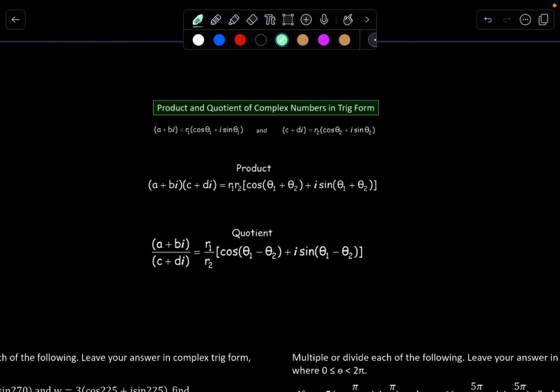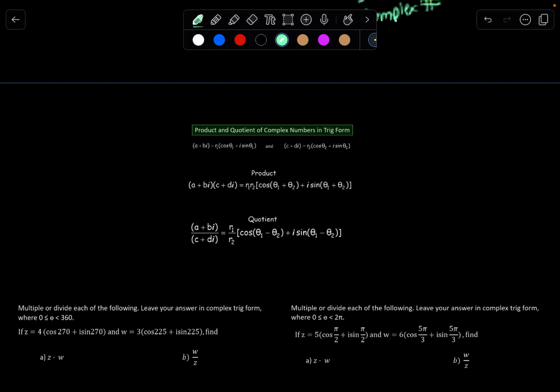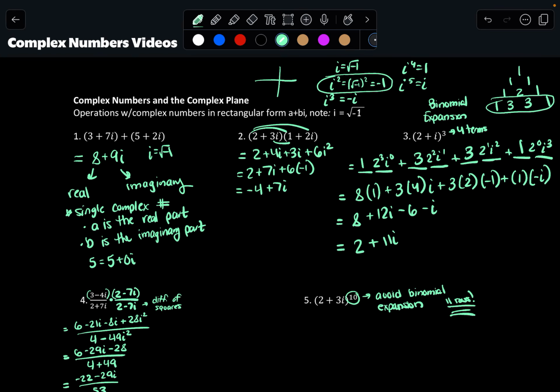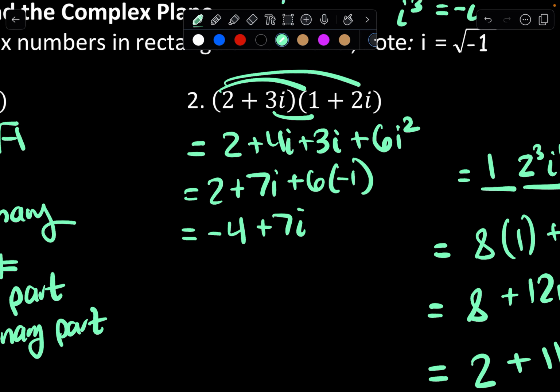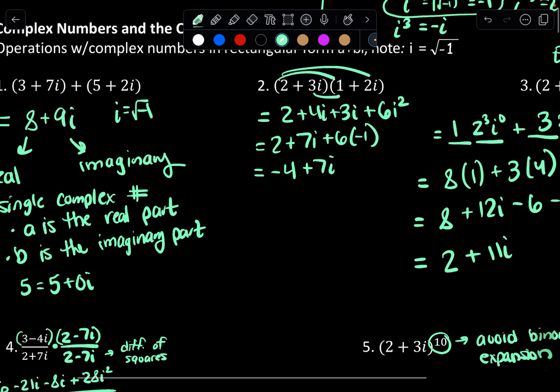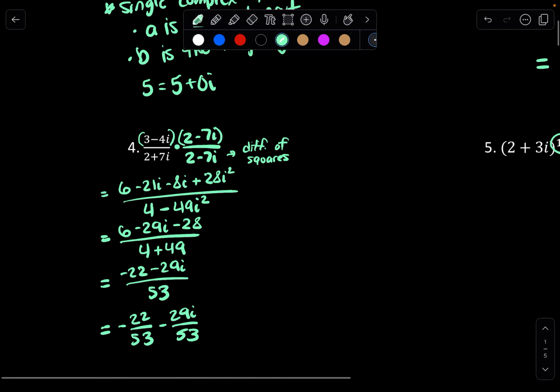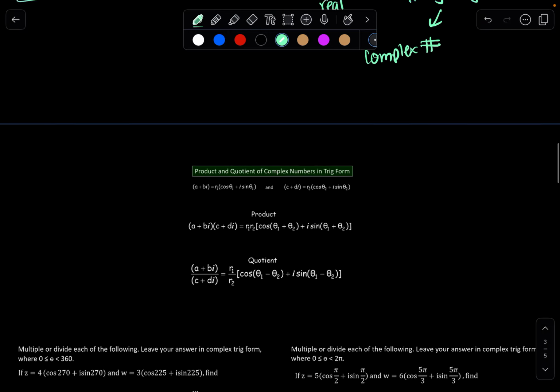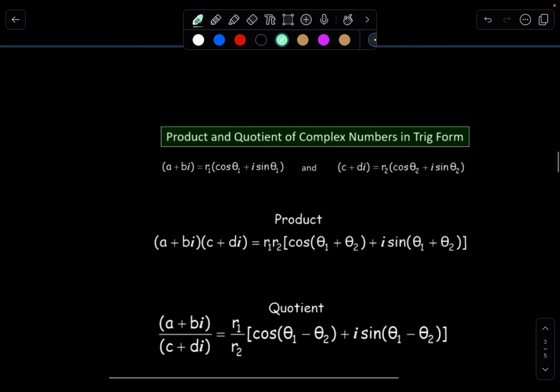So this next video will be taking the product and quotient of complex numbers in trig form. Taking the product and quotient for complex numbers in rectangular form is pretty straightforward. We just use what we did for polynomials, or using the complex conjugate, okay? Now for trig form, it's going to be a little bit different because now we're dealing with radius, theta, and then we also have our sine and cosine involved.